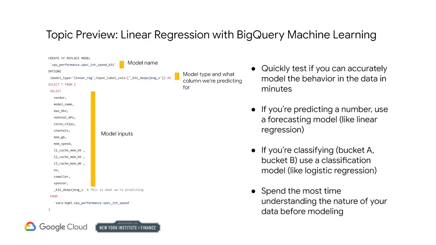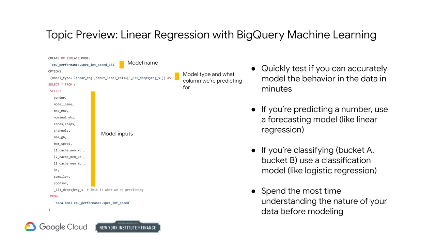Here's the complete code for creating a machine learning model with a data set using BigQuery ML. At the top, we give our model a name. Then, since we're predicting a numeric benchmark score, we'll choose linear regression as our model type.